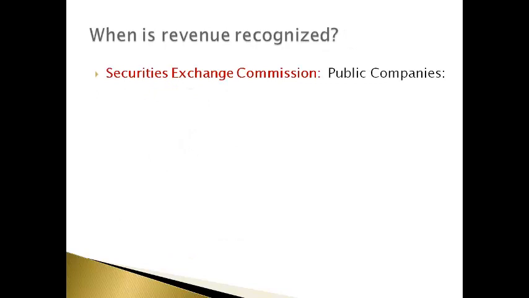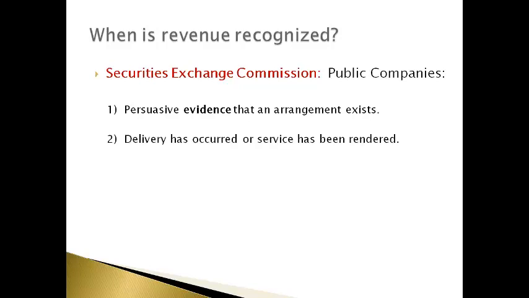The SEC requires 4 other criteria to be met before revenue is recognized for public companies. The first, persuasive evidence that an arrangement exists. This can be in the form of a written contract or an informal agreement. The second, delivery has occurred or service has been rendered. This means that nothing related is left to be provided to the customer.